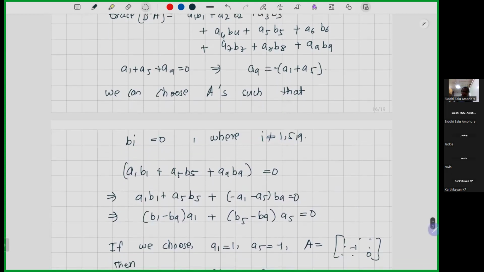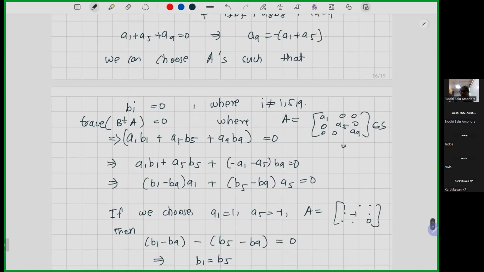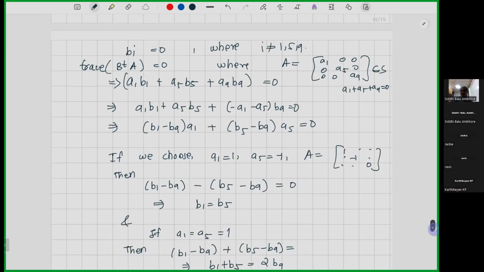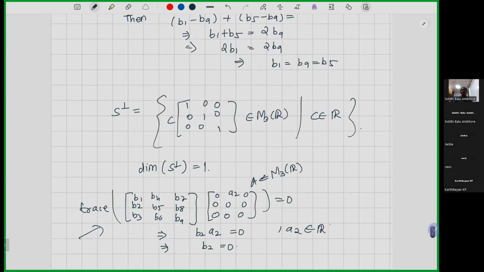Okay, got it. When I'm writing this, I'm actually considering this element. This is actually the trace of B transpose A, which is this, which I want to be 0, where A is this actually. A1, A5, A9, 0, 0, 0, and so on. So when I take this element in S, what does this mean? That A1 plus A5 plus A9 is 0. And then these calculations give me that once I have this, B1 is equal to B5 is equal to B9.